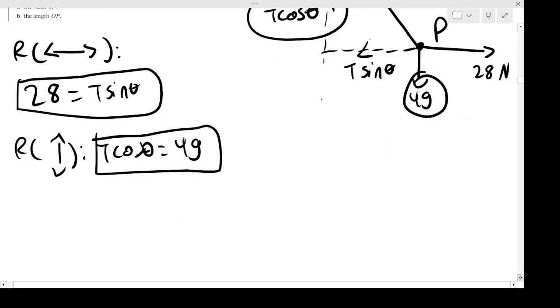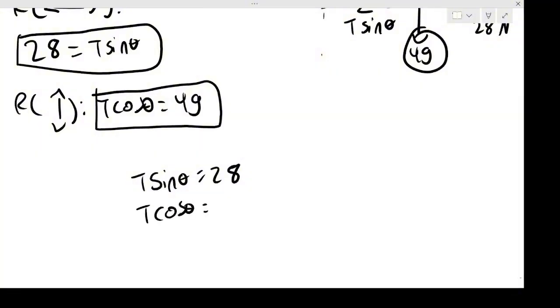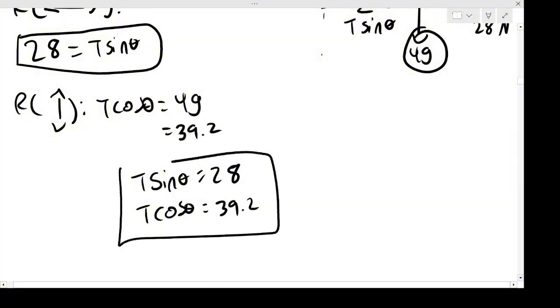So, if I simplify this a bit, I have T sine theta is 28, and I also have T cos theta is 4g. Now 4g, if I put g to be 9.8, that's 39.2. So there we are. These are the two equations I get from resolving.